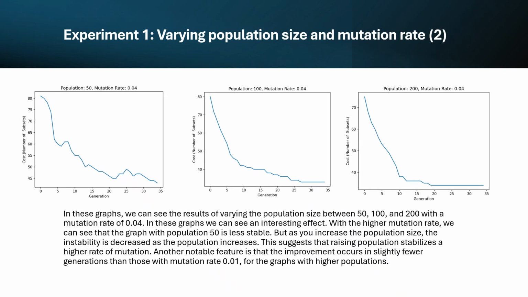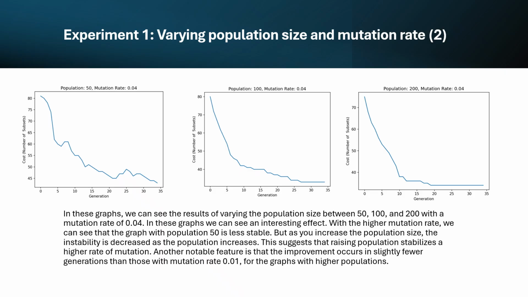In these graphs, we can see the result of varying the population size between 50, 100, and 200 with a mutation rate of 0.04. In these graphs, we can see an interesting effect. With a higher mutation rate, we can see that the graph with population 50 is less stable. It doesn't even out quite as well. But as you increase the population size, the instability decreases. This suggests that raising population stabilizes a higher rate of mutation.